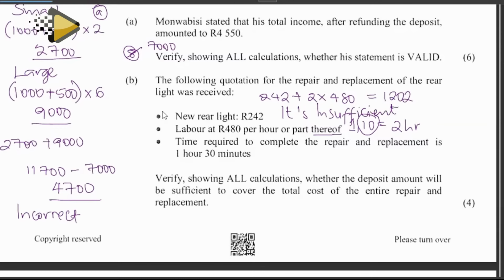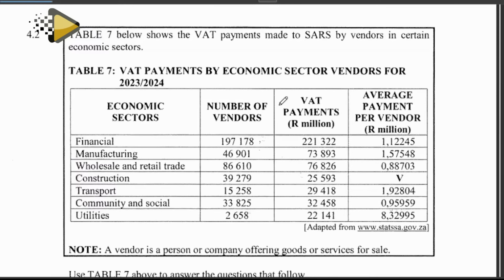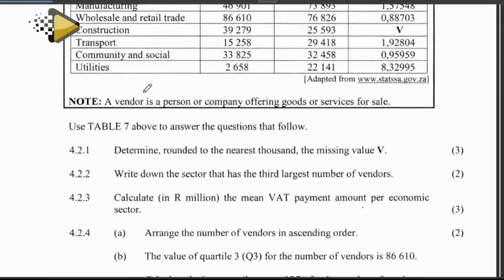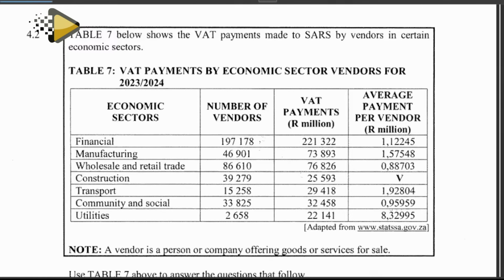It's insufficient. Okay. Question number 4.2. We look at the economic part of it. Determine, rounded to the nearest thousand, the missing value of V. What is V? Average payment per vendor. Per vendor, meaning get payment here, divide by the number of vendors, because per vendor.